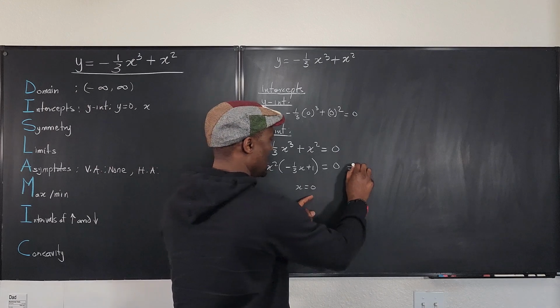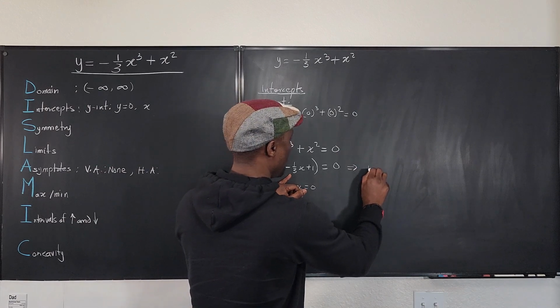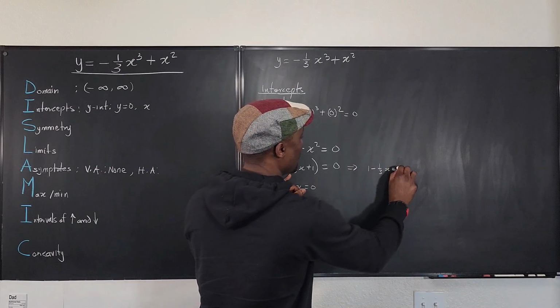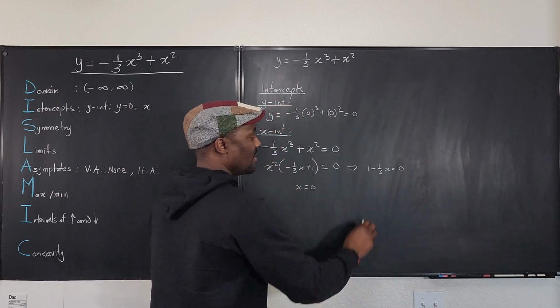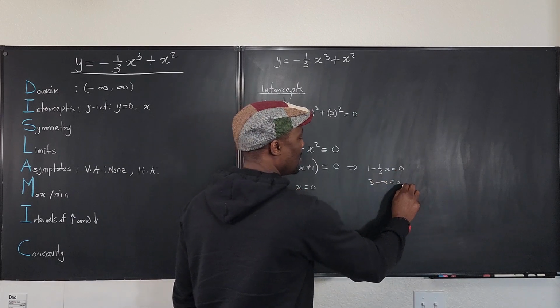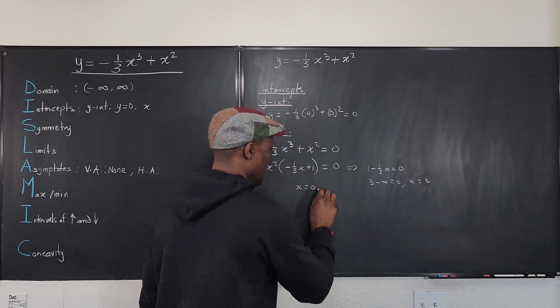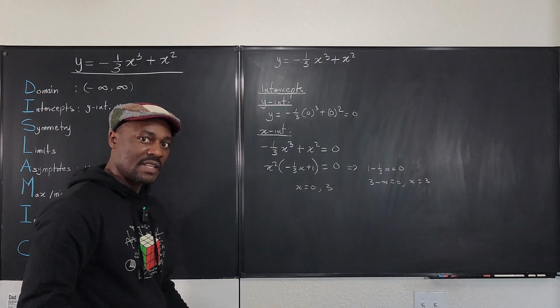You can go here and say this implies 1 minus 1/3 of x equals 0. You multiply everything by 3, you have 3 minus x equals 0, which means x equals 3. That's the other one. So you've gotten your x-intercepts.